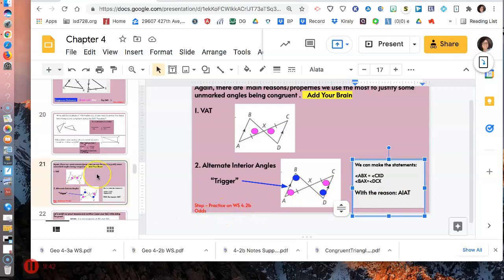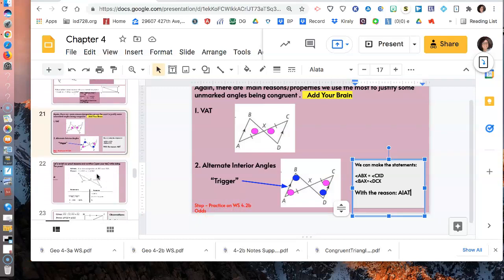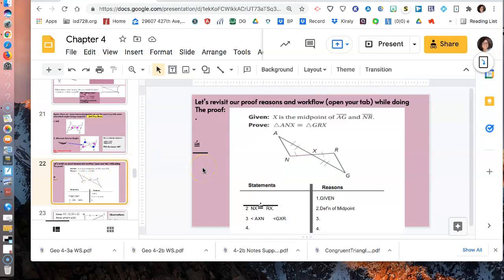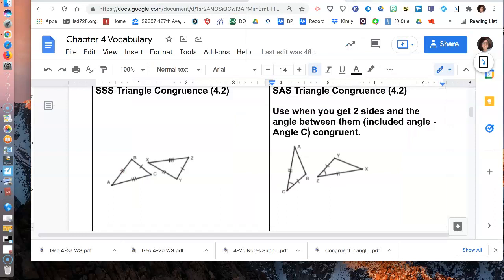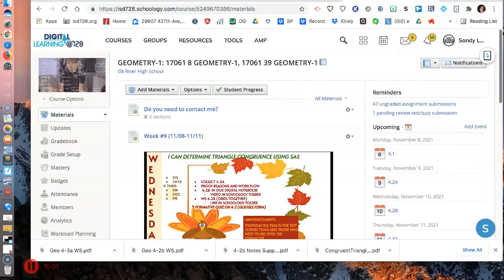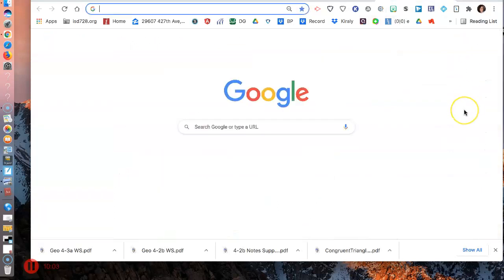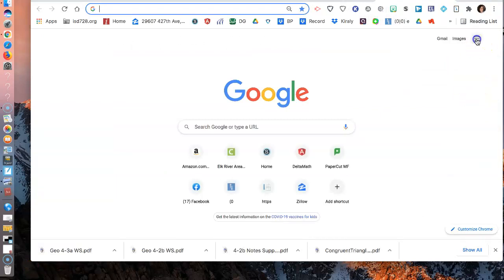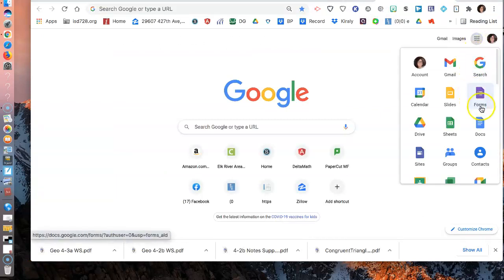At this point, we would stop and go practice on some of the odds here, and then we'd come back and we would revisit our proof reasons and workflow before we practice on a couple proofs. So let's go open up our proofs reasons. I think I closed that, so I'm going to go open mine up here and revisit what we have in our workflow and our reasons.